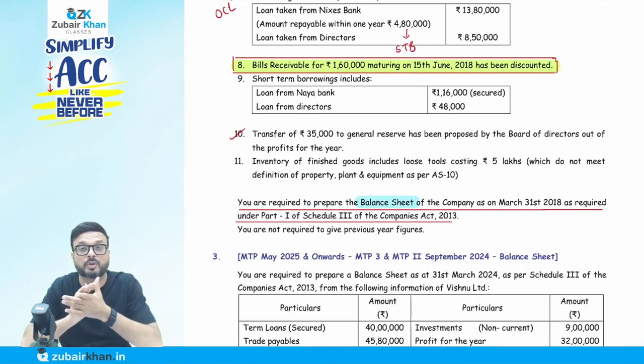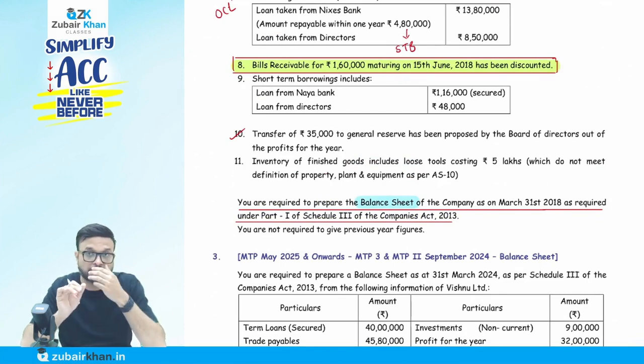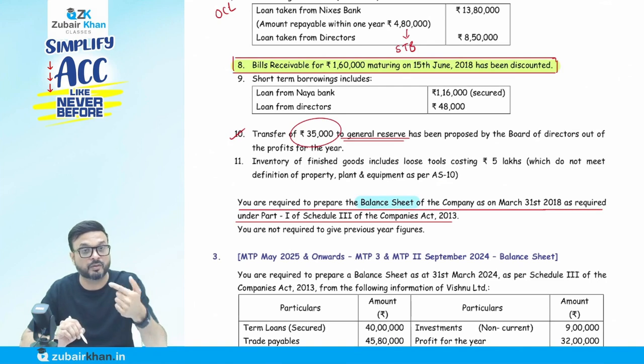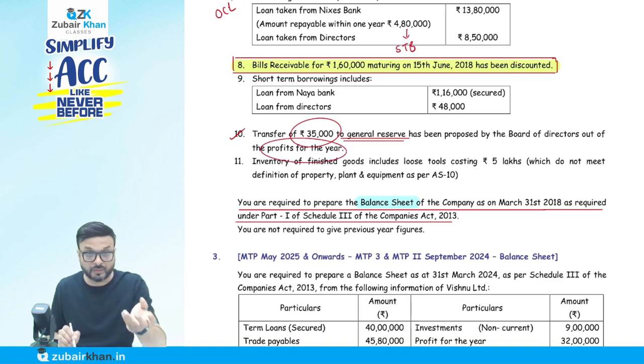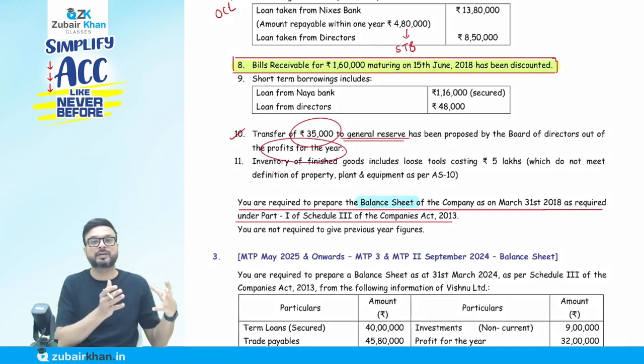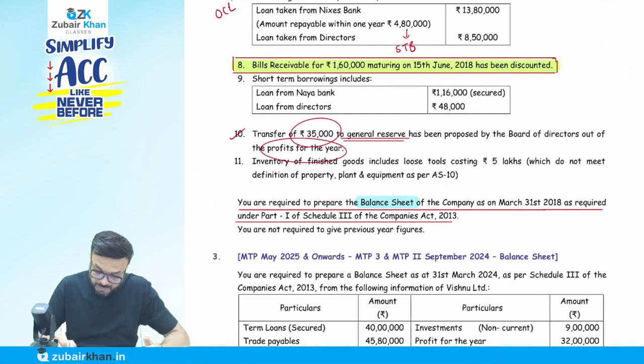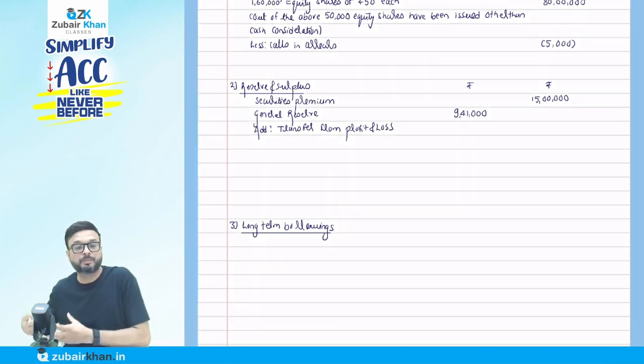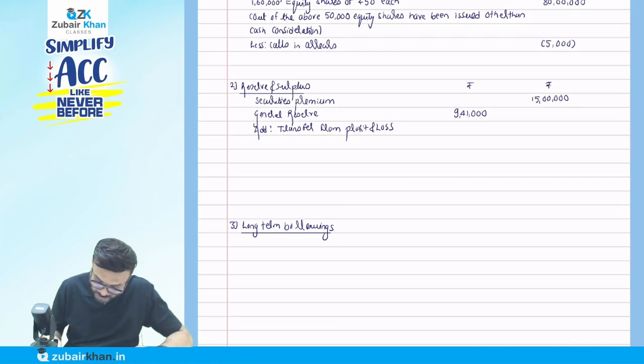has been proposed by the board of directors out of the profit for the year. So what is mentioned now? That 35,000 they want to transfer to general reserve. It is mentioned in the question, out of the profit for the year, even though they don't mention it, it is implied that out of the profit they are going to transfer to general reserve. Okay. So you have written this 9,41,000. What I will do here is add transfer from profit and loss. From the P&L balance we are going to transfer it here. How much? 35,000.